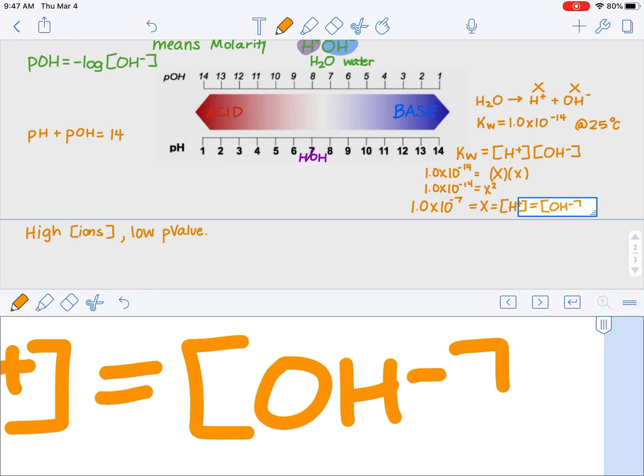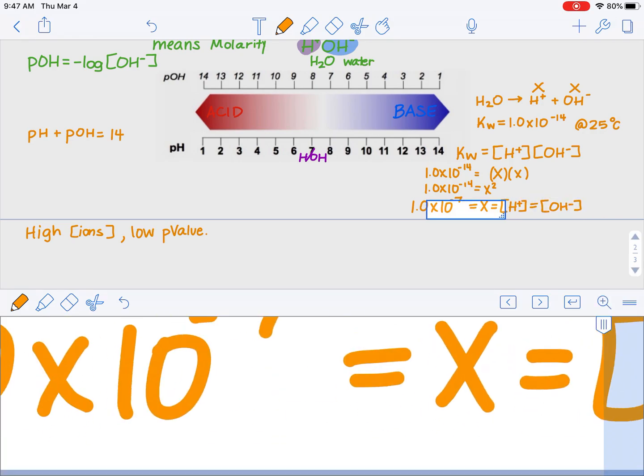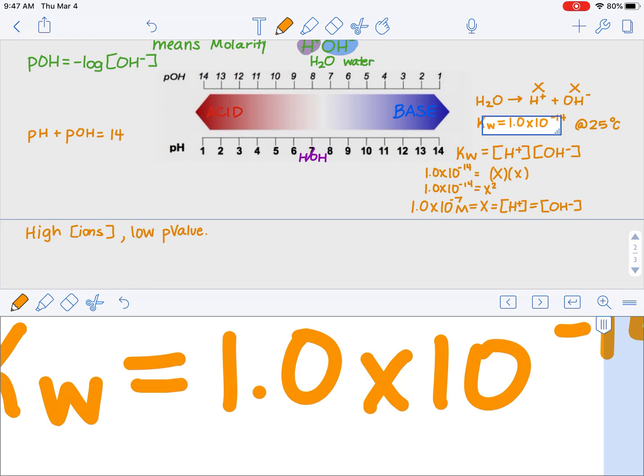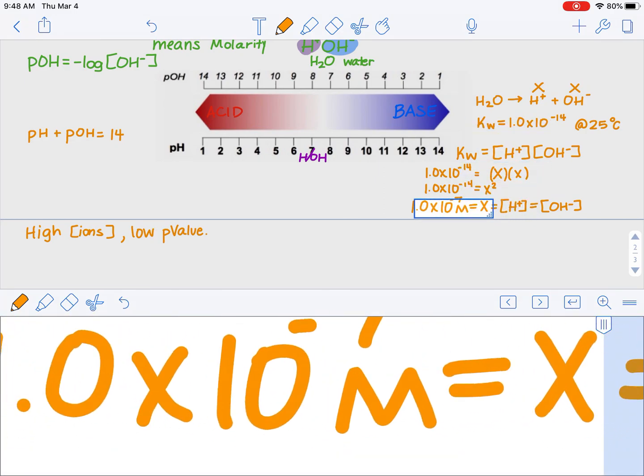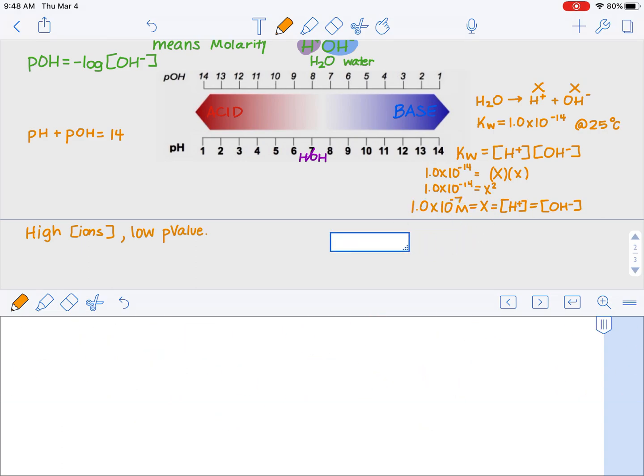Since x is a molarity, because I'm really solving for the concentration of hydrogen ions and the concentration of hydroxide ions, I'm going to now include a unit for molarity. The K value does not have a unit. However, when I'm solving for the concentration of the ions, I will add the unit of molarity.